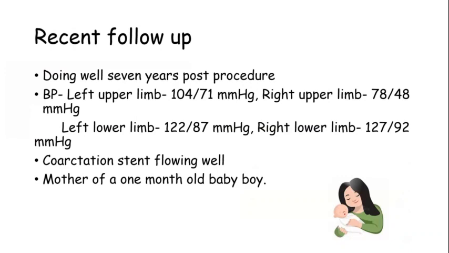On the recent follow-up, she is doing very well 7 years post-procedure. There is no gradient between the upper limb and lower limb, and no upper limb hypertension. The right upper limb shows reduced blood pressure because the right subclavian was small in caliber. The stent is flowing well. And in fact, she has recently delivered a healthy baby boy after an uncomplicated delivery.